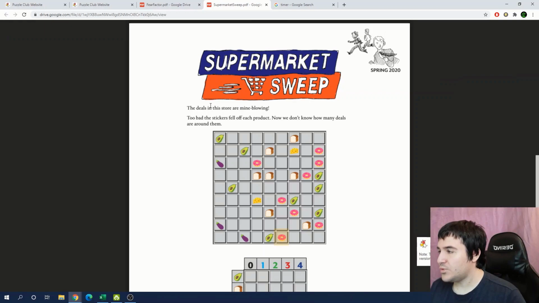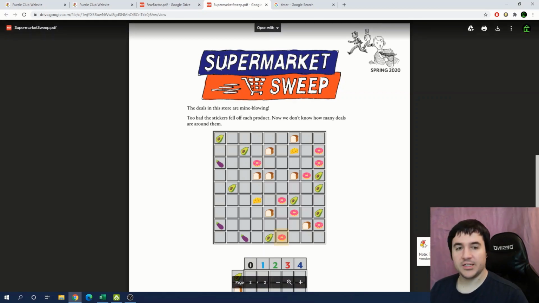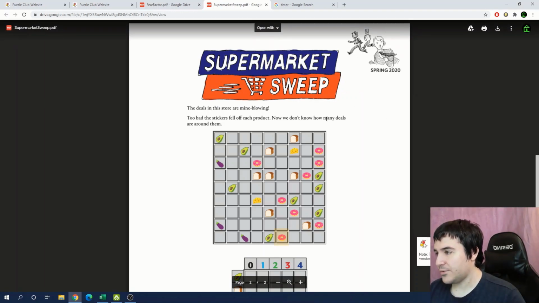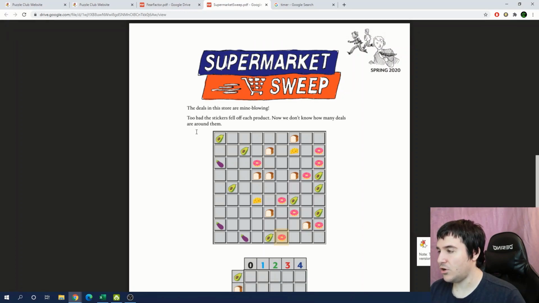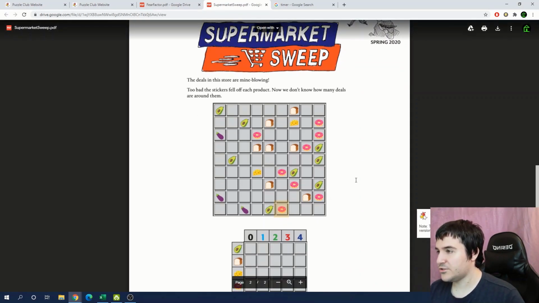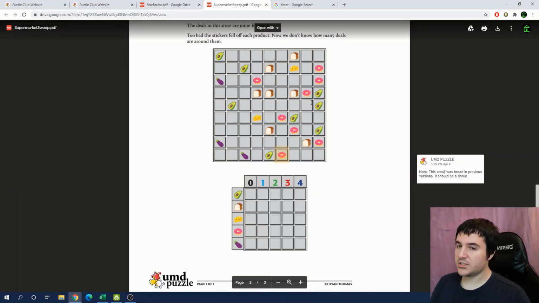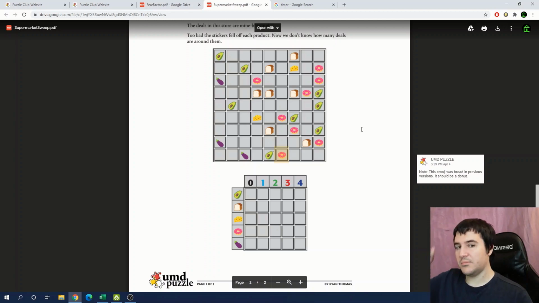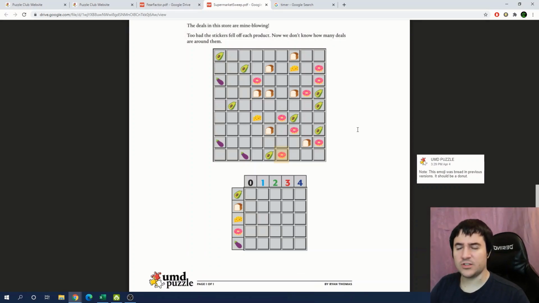Okay, supermarket sweep. The deals in the store are mind-blowing. Okay, I was thinking this looked a little bit like Minesweeper. So that's interesting. Too bad the stickers fell off each product. Now we don't know how many deals are around them. How many deals are around them? Okay, so deals are mines. So each of the different fruits here represents a different number of mines in the Minesweeper game. I could almost... maybe I could probably solve this now if it's a logic puzzle.